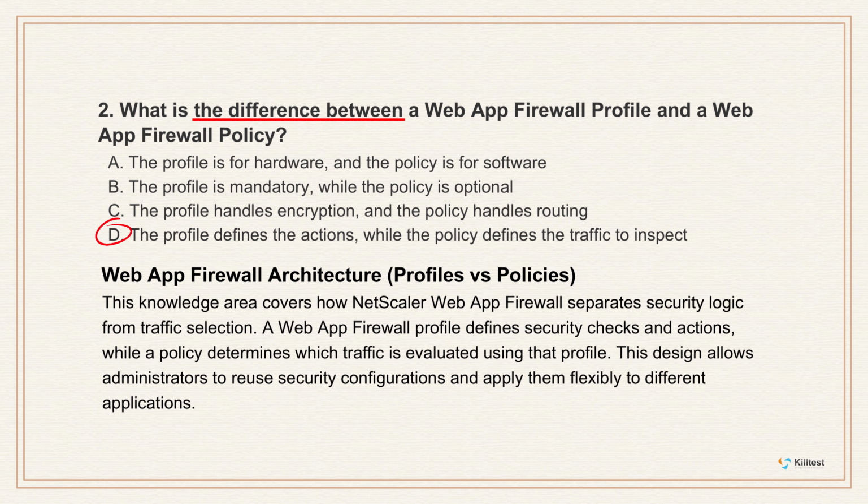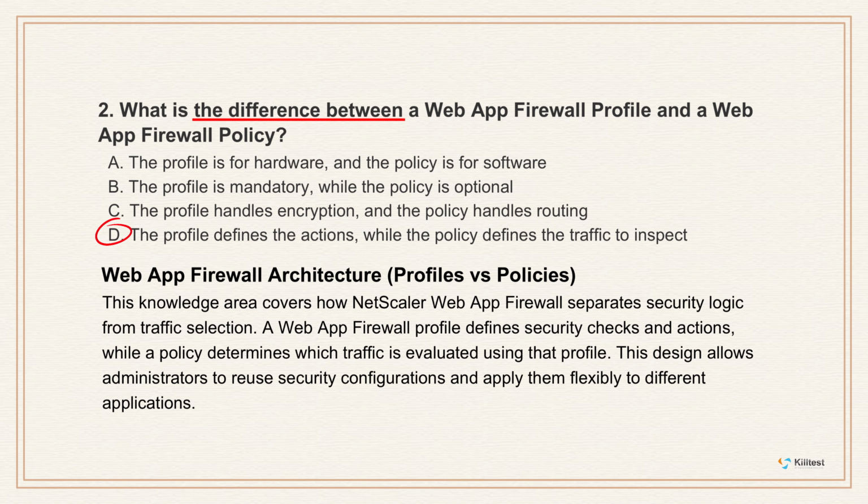Exactly. But a rule book sitting on a shelf doesn't stop anyone. That's where the policy comes in. Right. The policy is the guy standing at the start of the line directing people. He says, you go to the pre-check lane. You go to the standard lane. The policy is the filter. It says, for this specific traffic coming from this URL, apply that specific profile. That is a huge aha moment.